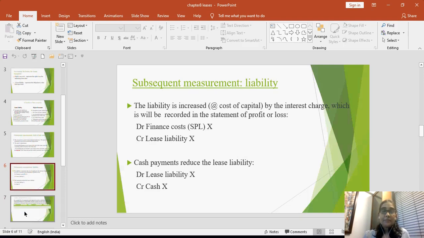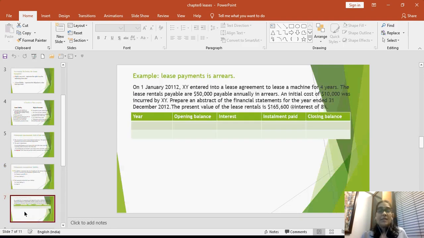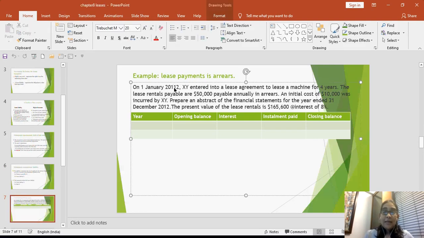Okay. Now, let's do a small example. This example will help you to understand the journal entries as well. Okay. Now, on 1st January 2012, XY entered into a lease agreement to lease a machine for 4 years. The lease rentals payable are 50,000 payable annually in arrears.